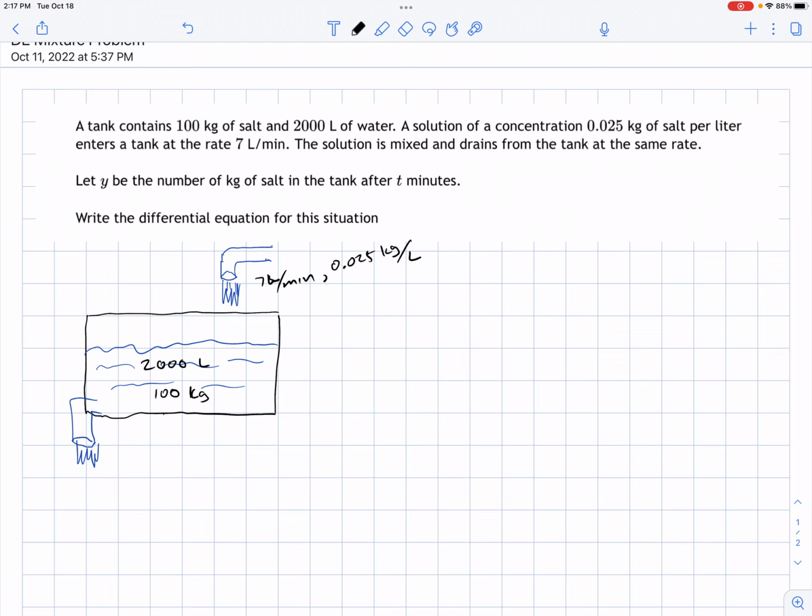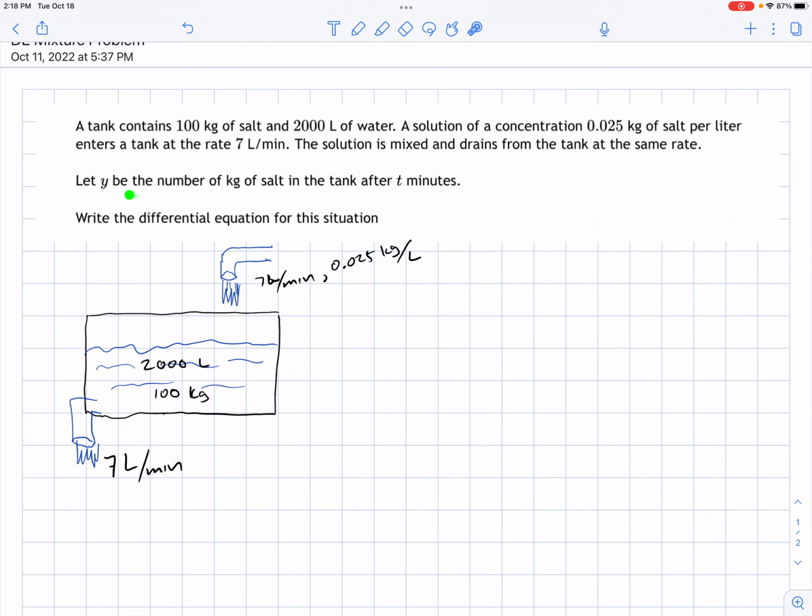and the solution is mixed and drains from the tank at the same rate. So we know that this well-mixed solution is also draining, and that's what that little pipe represents. And it's draining at the same rate, 7 liters per minute. It's entering the tank at 7 liters per minute with this salt concentration, and it's leaving the tank also at 7 liters per minute.